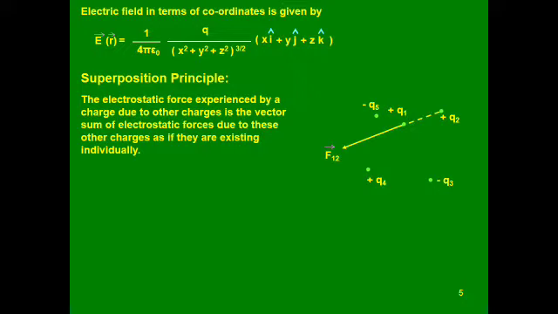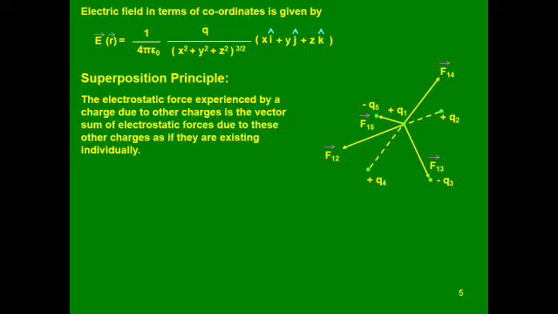Now the force on q1 due to q2 is given as F12. Similarly, force due to q3 on q1 would be attracting, so it will be F13 and it's towards minus q3. Now force due to q4 is F14, which is away from q4 because it's repulsion, and for q5, it is minus q5, so the force F15 will be towards the direction of q5.